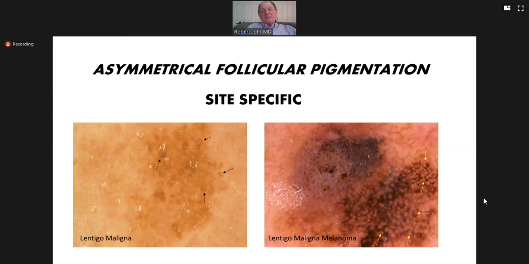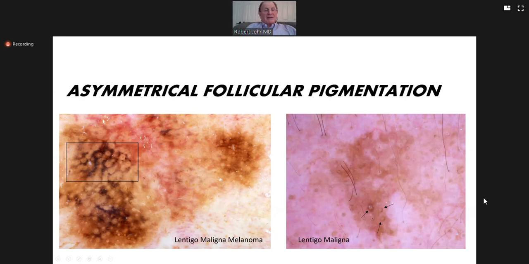Of course, it can be grayer if it's deeper down in the follicular openings. So here we have follicular openings with asymmetrical pigmentation around them. So it's really important to be able to determine this criteria. It's not always going to be this obvious. So we have asymmetrical follicular pigmentation. These are melanoma cells producing pigment, and it's irregular. And here it's very obvious, but over here it's very subtle.